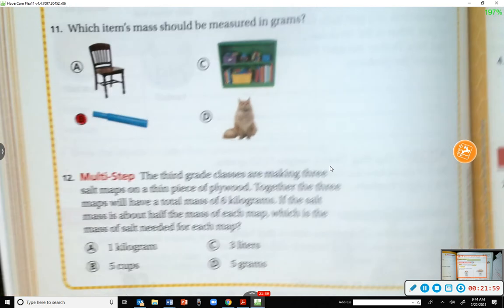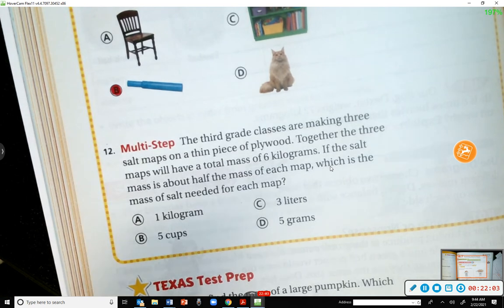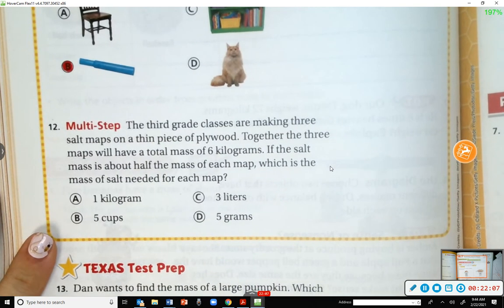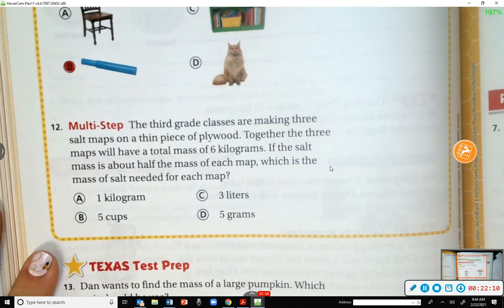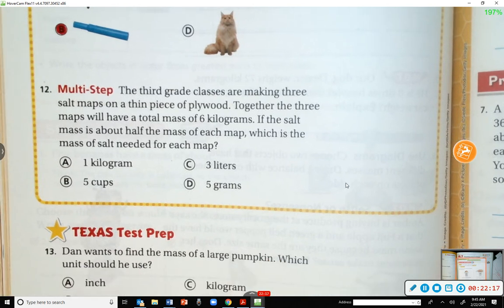Okay. Number 12. The third grade classes are making three salt maps on a thin piece of plywood. Together, the three maps will have a total mass of 6 kilograms. If the salt mass is about half the mass of each map, which is the mass of salt needed for each map?